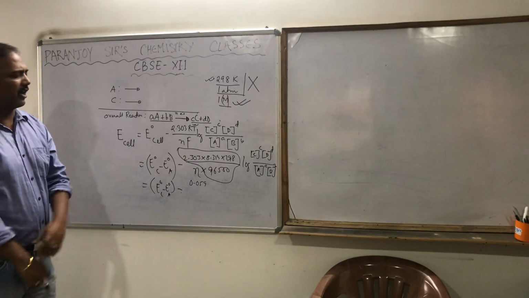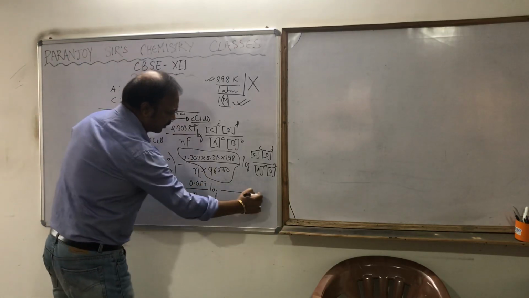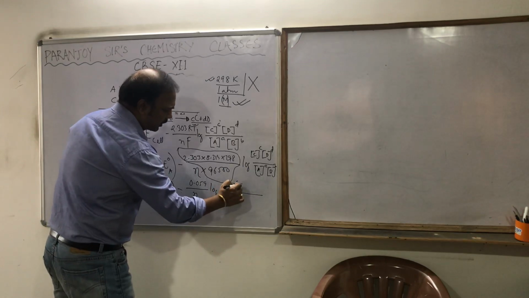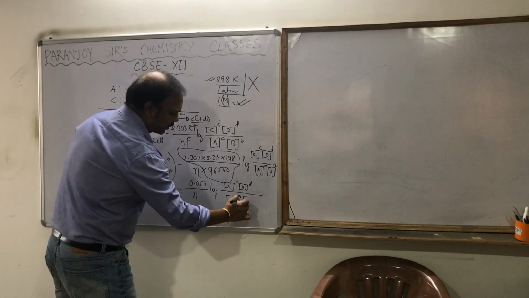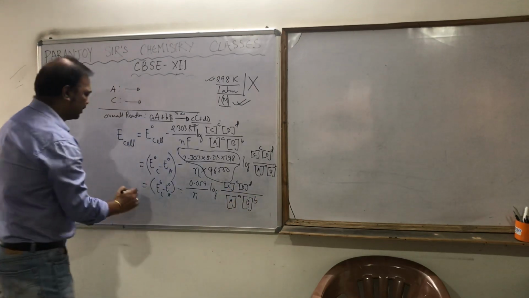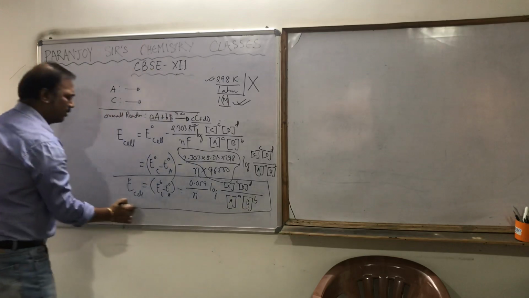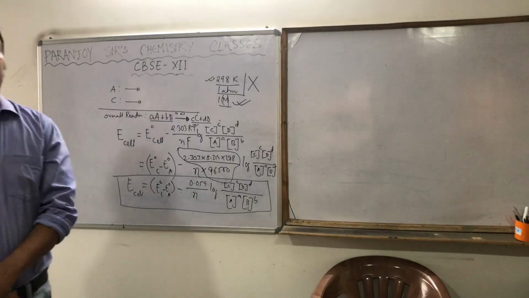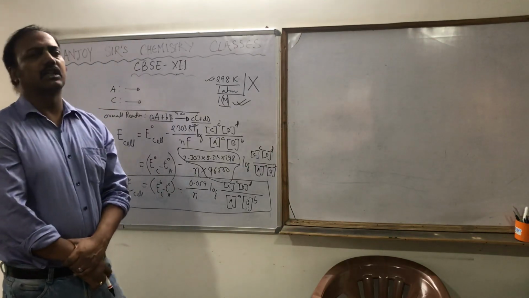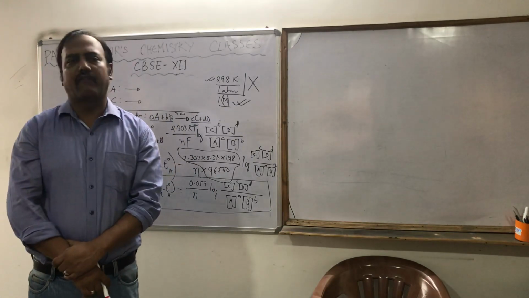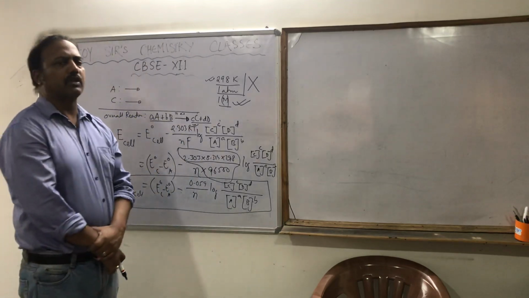So the final form of this I am writing: 0.059 divided by n log of concentration of C to the power c into concentration of D to the power d divided by concentration of A to the power a into concentration of B to the power b. So this is the value of E cell, and this is a very important equation to find out the EMF of the cell at non-standard condition. Again I am saying that non-standard condition means only that we are varying the concentration, that is allowed at our level. Now we are going to take an example and we are going to use this Nernst equation.